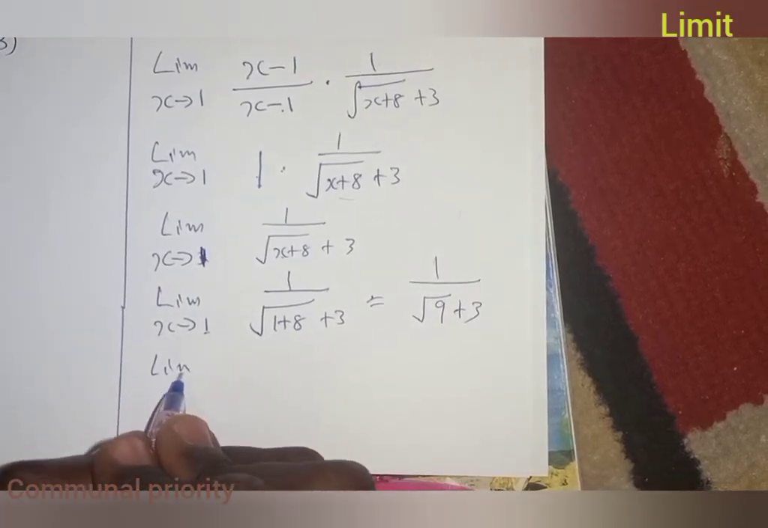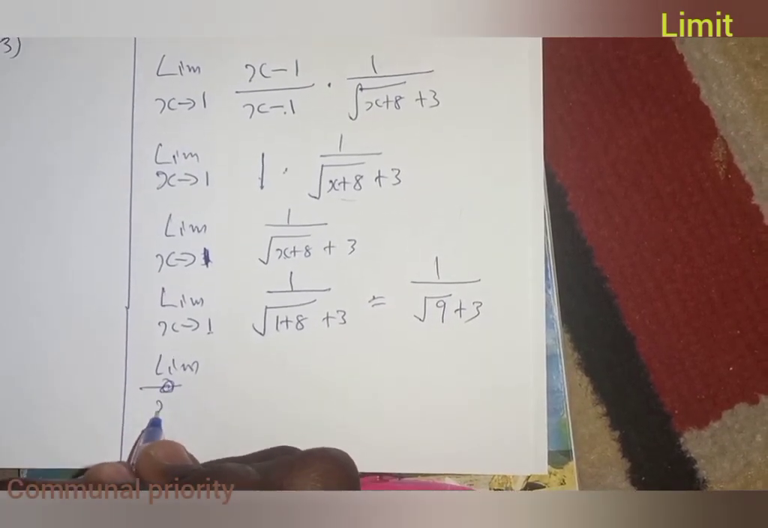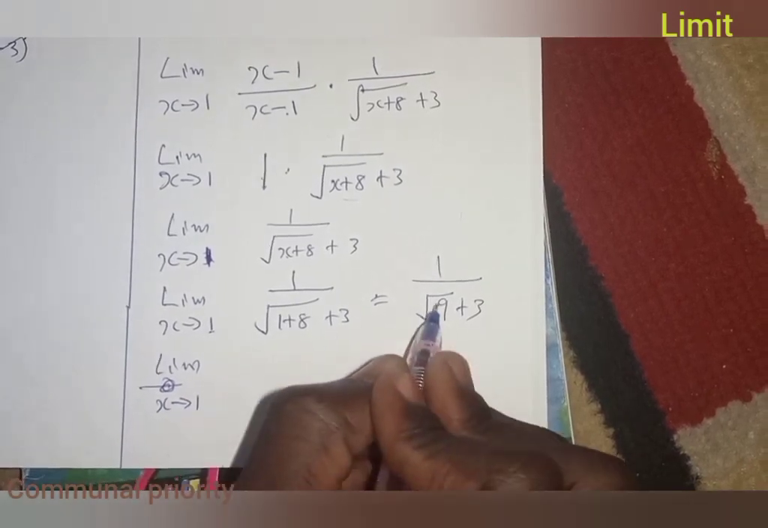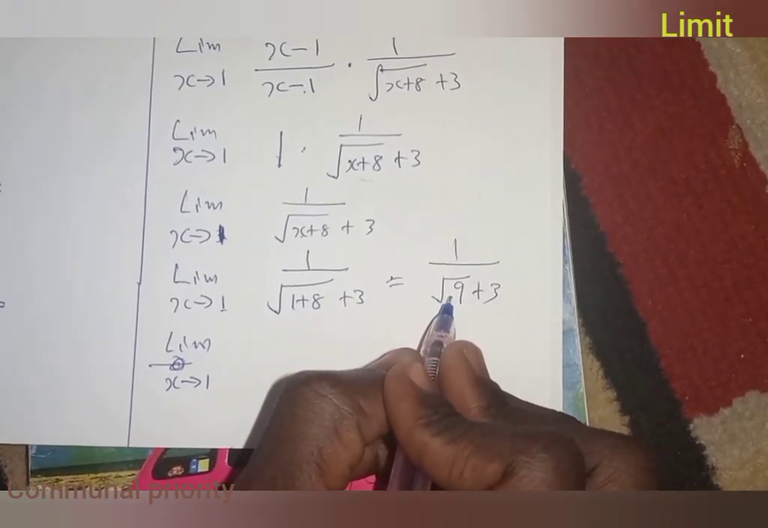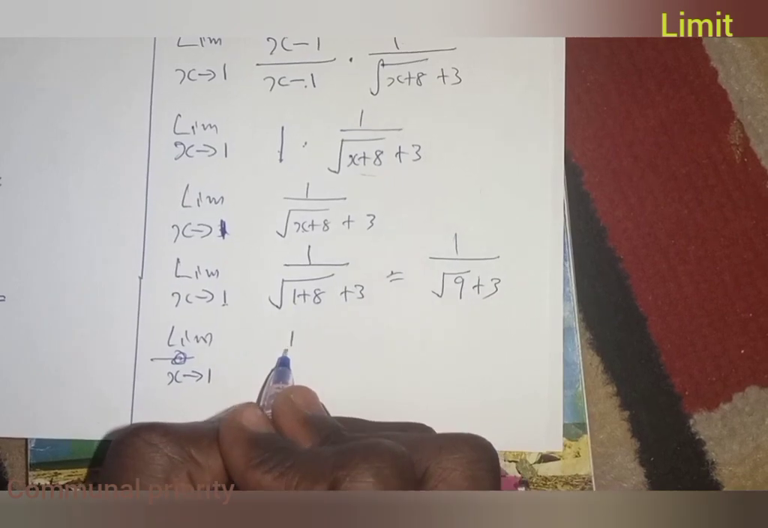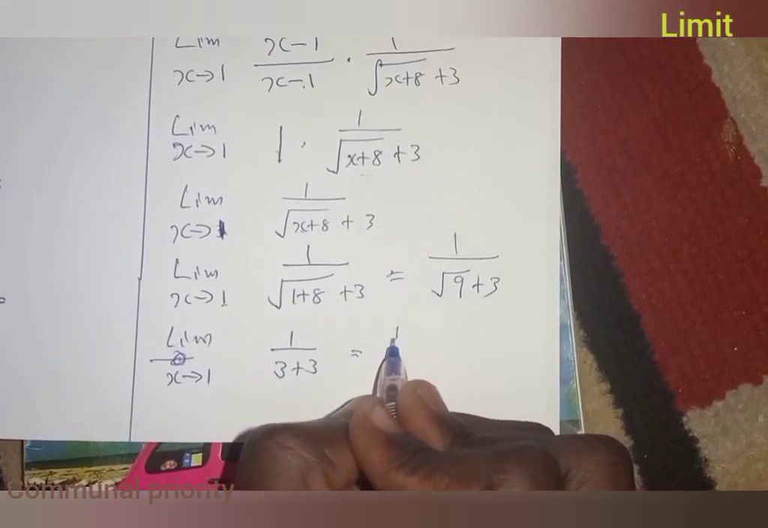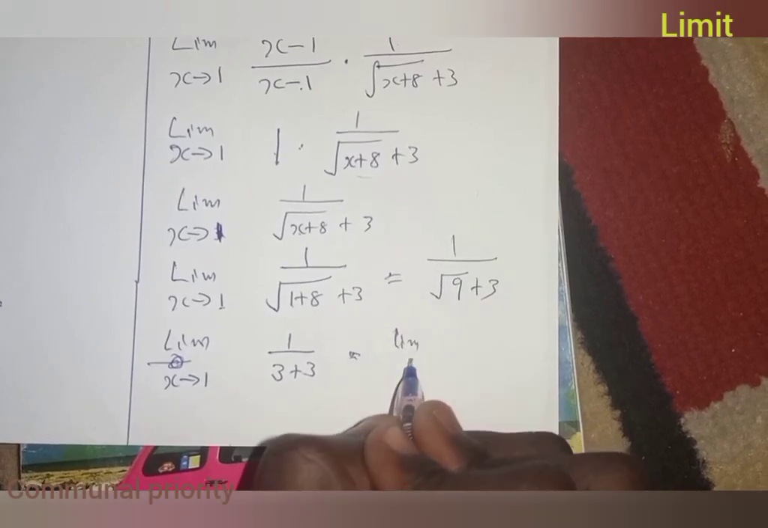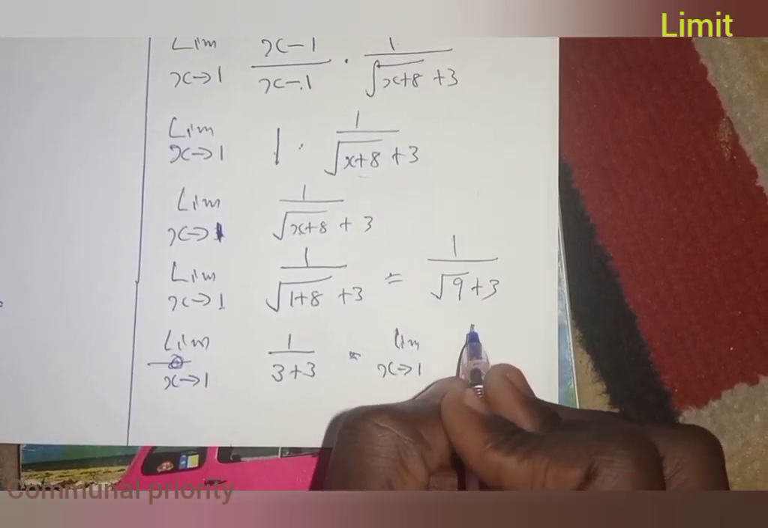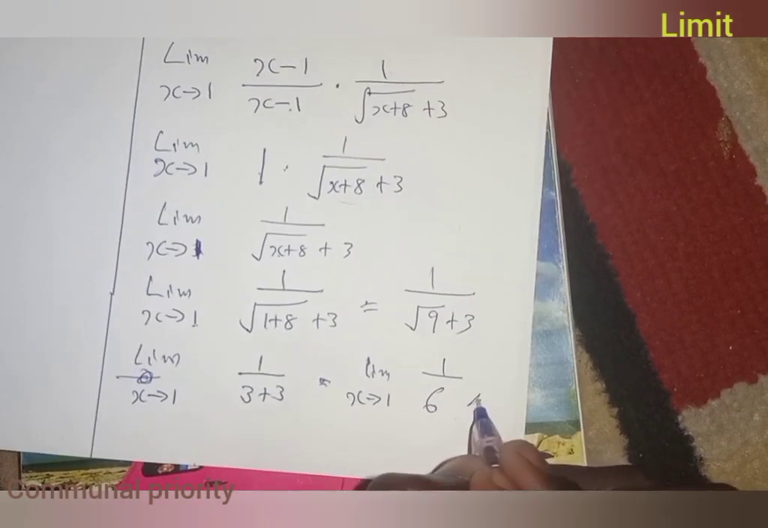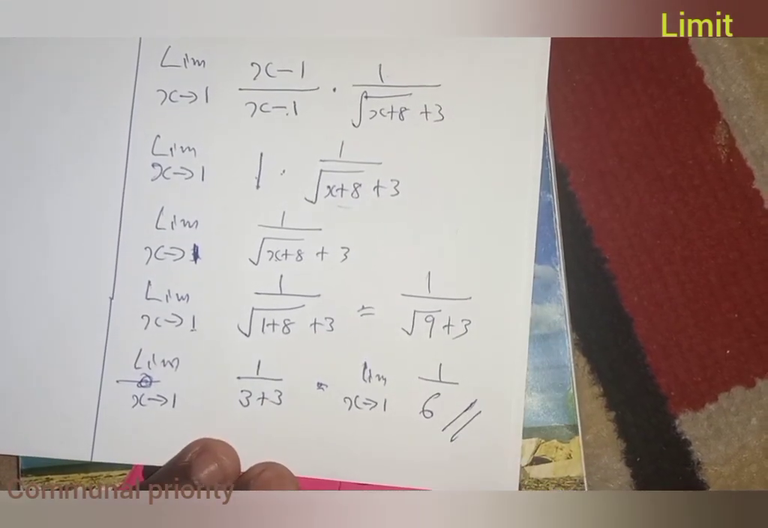So now our limit as x approaches 1 will be what? The square root of 9 is 3. Therefore, 1 all over 3 plus 3, which is equal to the limit as x approaches 1 being 1 all over 6 as our final answer.